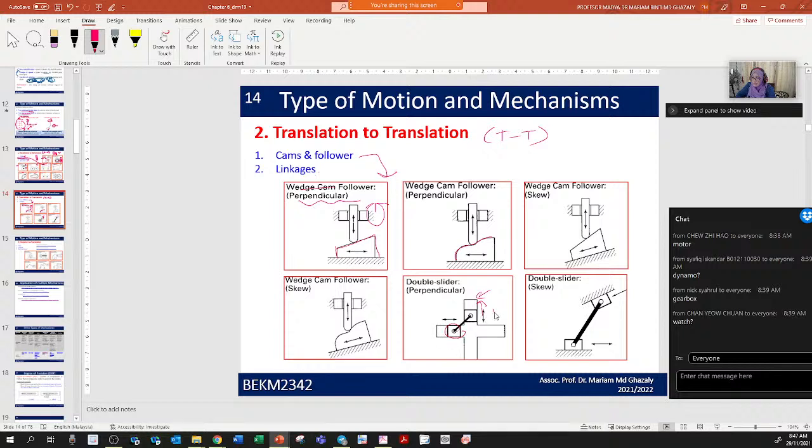And when it goes down, it's going to move it to the left side. So it will actually move vice versa. We call it reciprocating motion. And a double skew type motion will be a type of linkages.